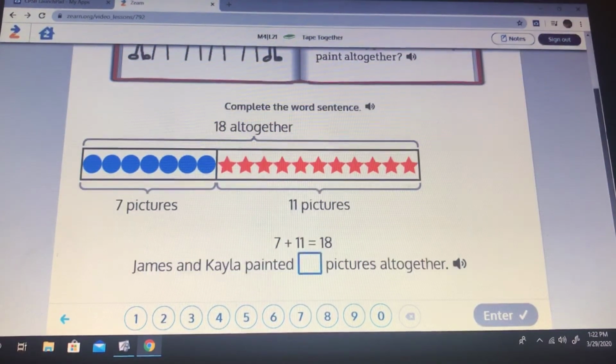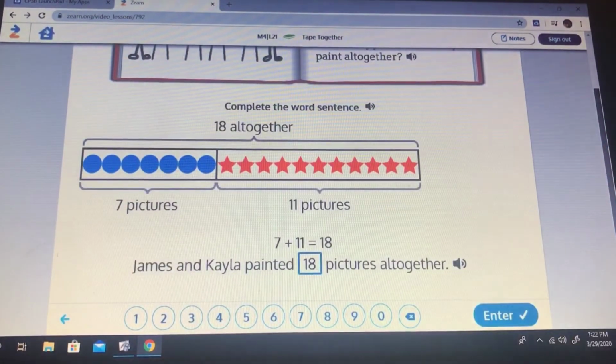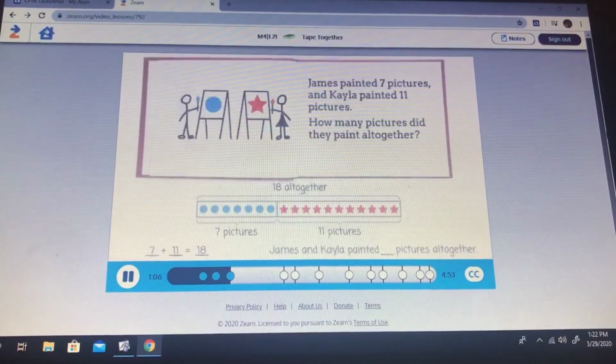So it says, James and Kayla painted blank pictures all together. We've said already that 7 plus 11 is 18, and our number all together here is 18. So James and Kayla painted 18 pictures all together. Very great job. James and Kayla painted 18 pictures altogether.